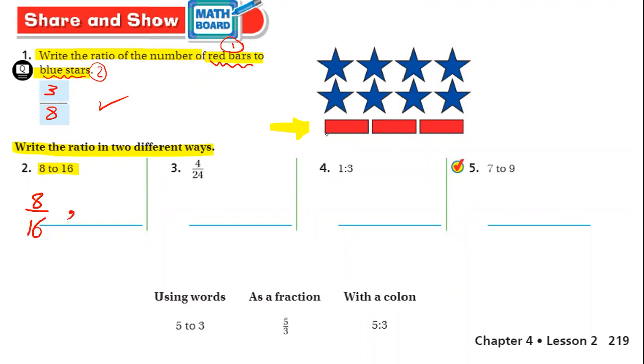And 8, then the colon, and then 16. 8 to 16 with 2 colons. Thank you, Uday, for this solution. I think it's an easy question.